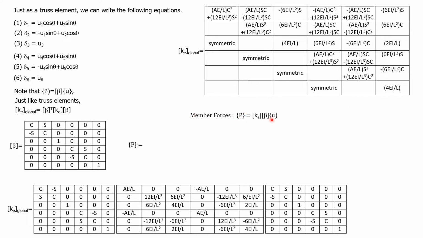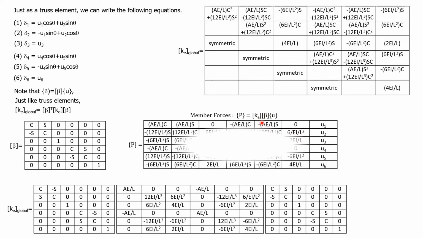So for the member forces, remember that it is the K of an element. So remember this is the K sub E, then the beta, then the global displacements, which are solved after we assemble the global stiffness matrix for each element and solve only those required displacements after we eliminate rows and columns associated with zero displacements. So if we expand this, the result would look like this.